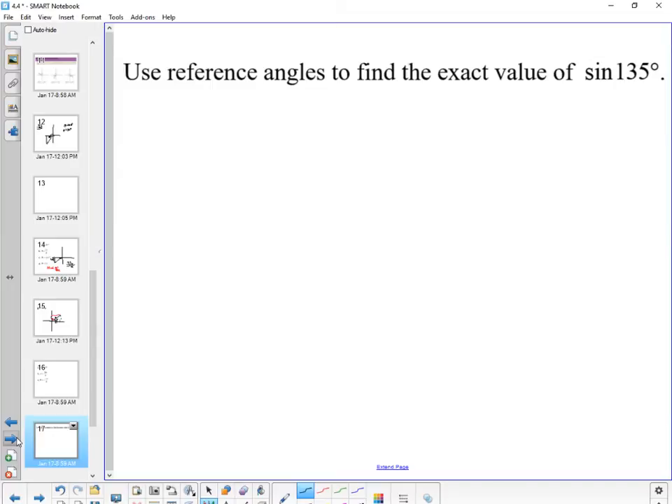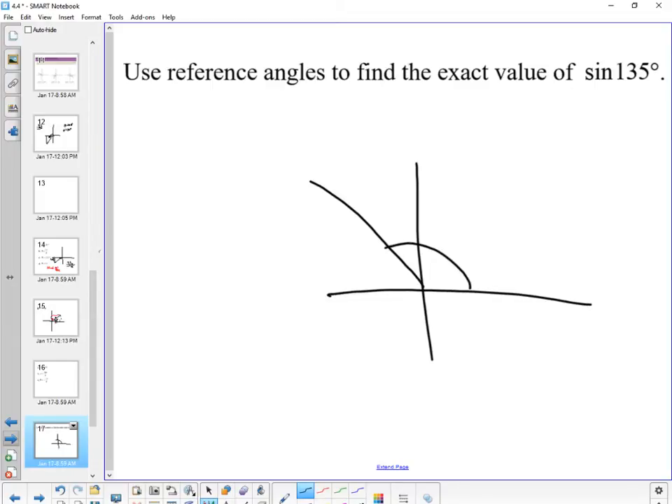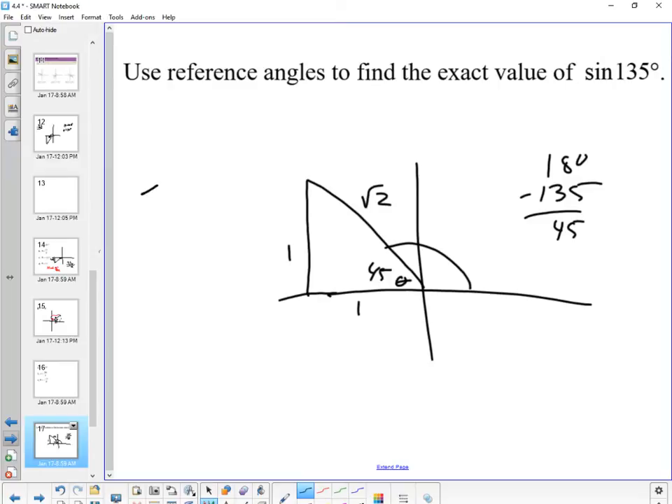But take a look. Here's an example. We want sine of 135, right? Correct. Where's 135? It's in here, correct? Yeah. So I'm going to come down here and I want theta. So what's 180 take away 135? It's 45 degrees, right? And I know that it's 1, 1, radical 2. Therefore, the sine of 135 degrees is going to be 1 over radical 2.